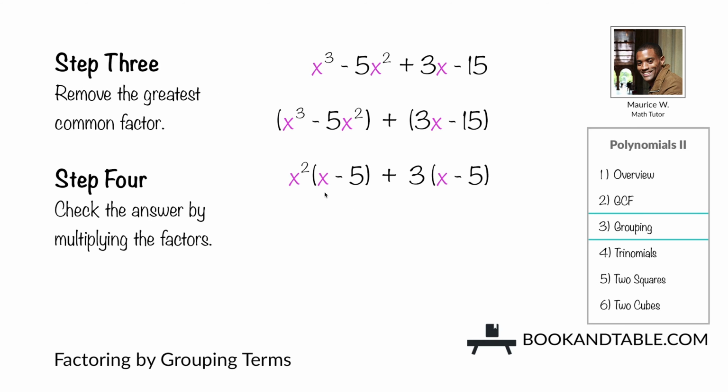And now we have 2 different terms, and we want to remove the greatest common factor. Both of them have a factor of x minus 5 that we can remove. When we remove x minus 5 from each one of these, we get x minus 5 as one factor. The second factor will be the remaining terms that were left once we removed x minus 5. So we combine x squared and positive 3 to give us our second factor. So when you factor x cubed minus 5x squared plus 3x minus 15, you'll get x squared plus 3 times x minus 5.